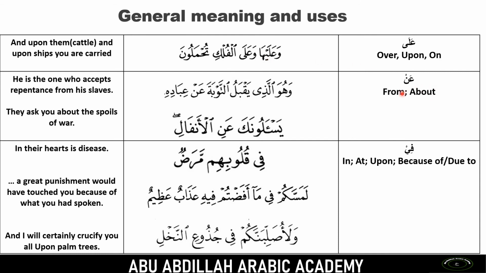Next I have an. Now an gives the meaning of from, and it also gives the meaning of about. Again these are the most commonly used meanings. There could be other meanings as well depending upon the verb it is used along with. So the example for an is وَهُوَ الَّذِي يَقْبَلُ التَّوْبَةَ عَنْ عِبَادِهِ. That is, he is the one who accepts the repentance from his slaves.